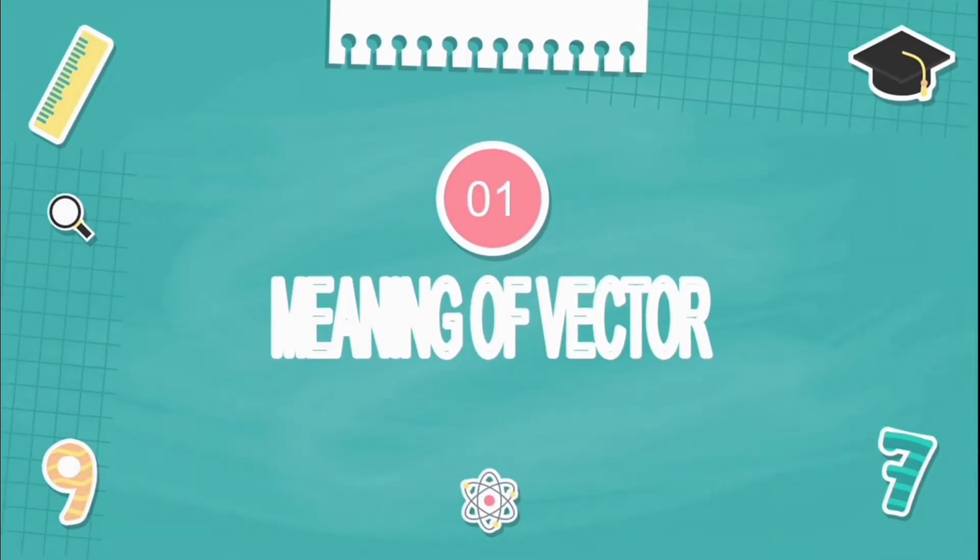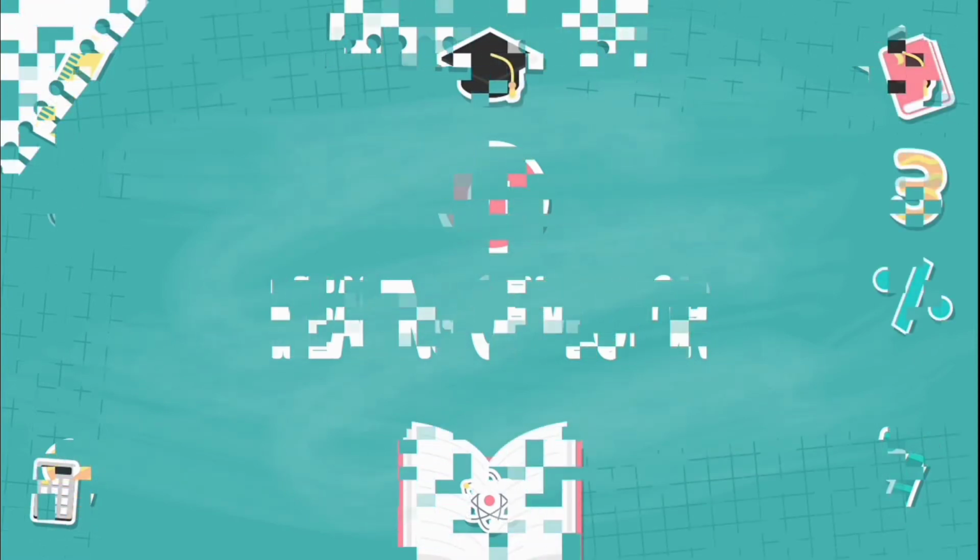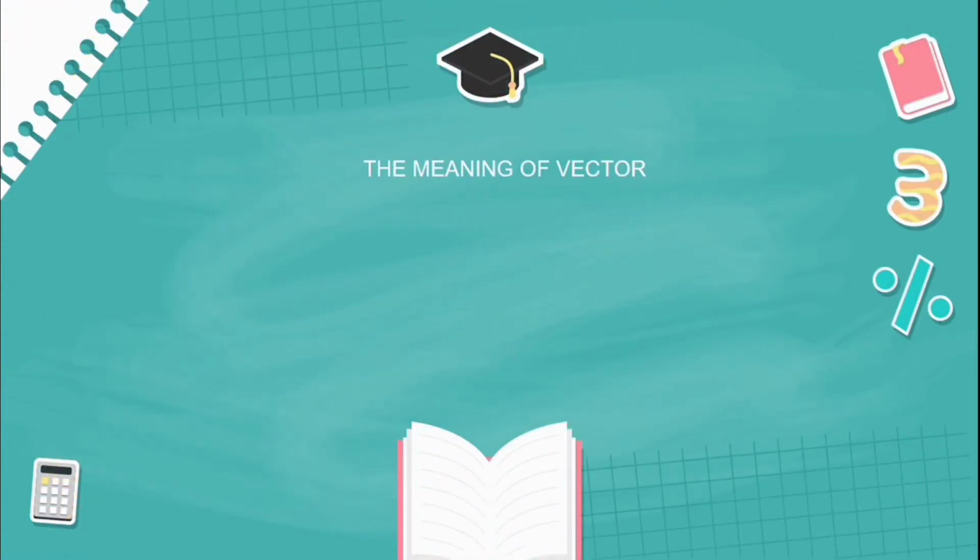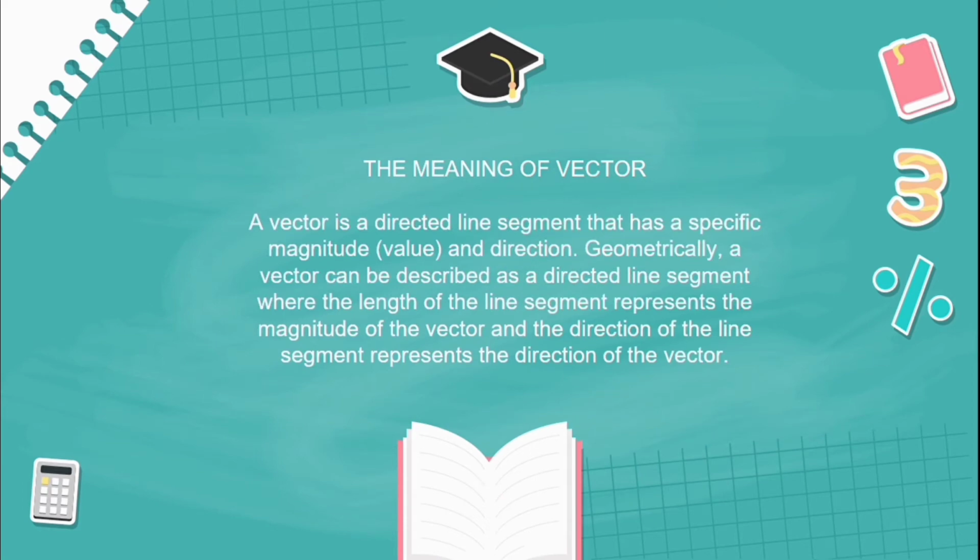Point 1. Meaning of vector. A vector is a directed line segment that has a specific magnitude value and direction. Geometrically, a vector can be described as a directed line segment, where the length of the line segment represents the magnitude of the vector and the direction of the line segment represents the direction of the vector.